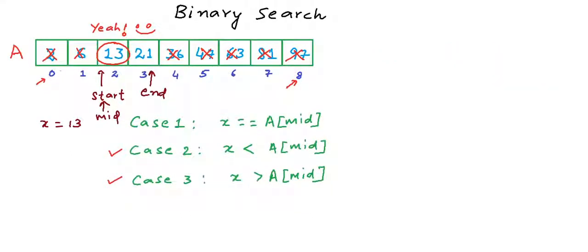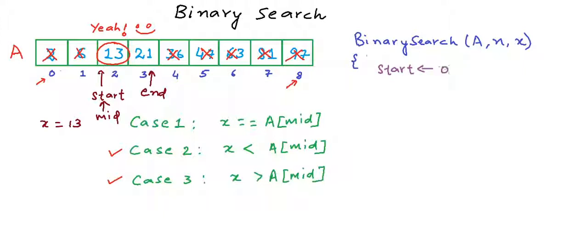I will write a method binary search that will take as argument an array A, its size n, and a number x to be searched for in the array. And I will initialize two variables, start to 0 and end to n minus 1. So start and end define our search space. Initially the whole array is the search space. Now I will write a condition here, while start is less than or equal to end, and I'll come back to why I'm writing this condition.